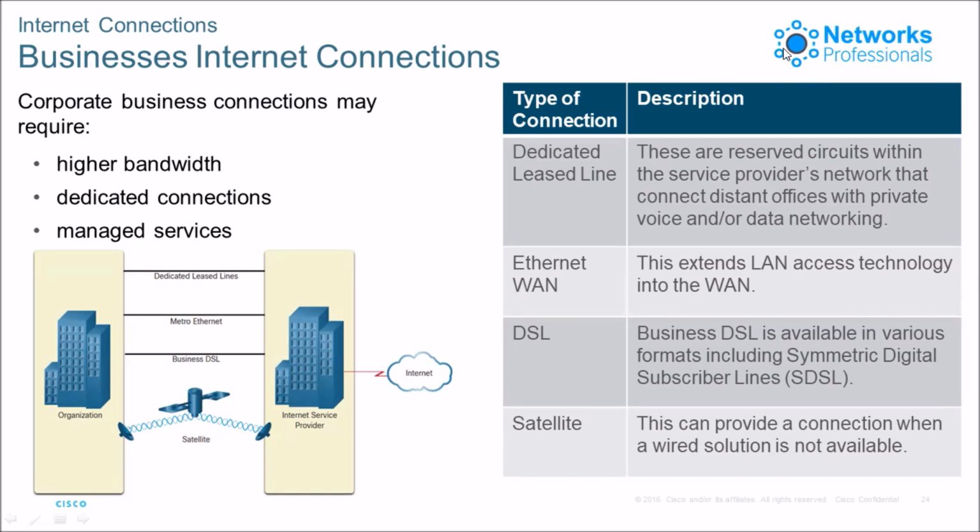Business DSL. Business DSL is available in various formats. A popular choice is Symmetric Digital Subscriber Line (SDSL), which is similar to the customer version of DSL but provides uploads and downloads at the same high speed. Satellite. Satellite service can provide a connection when a wired solution is not available. The choice of connection varies depending on geographical location and service provider availability.